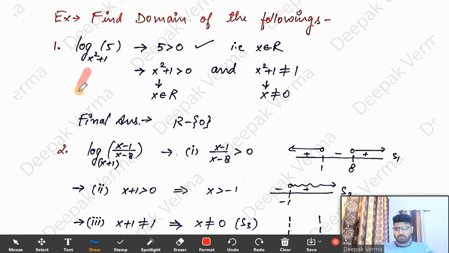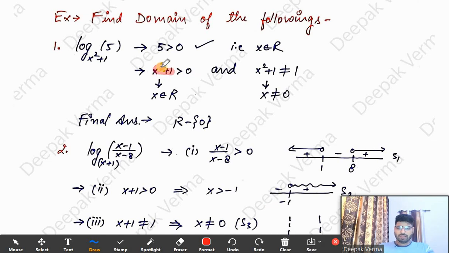Now we come to the base. Is there any problem with the base? No. Why? Because it is positive. Again, one more condition: base is positive, fine. Got it? It means we can see x square plus 1 is always positive. Whatever is the value of x, we will get x square plus 1 as positive. So this inequality is always true.